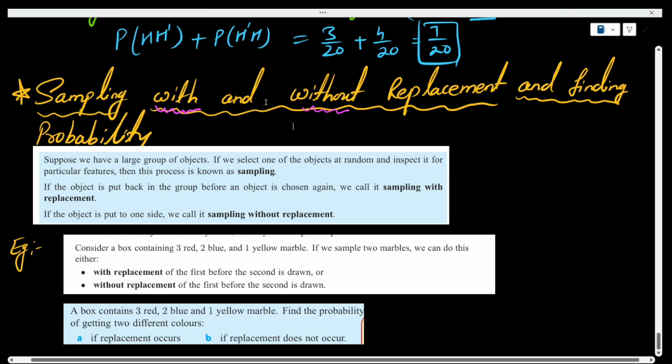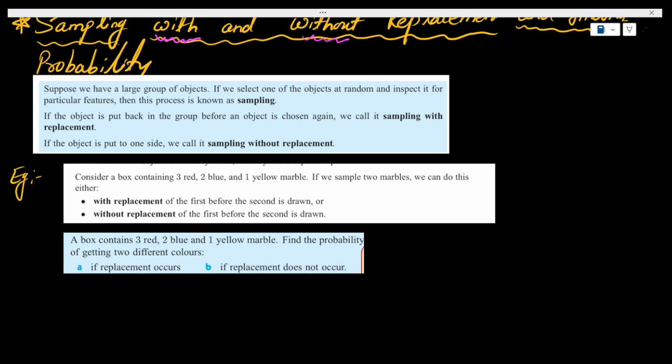So, what is given here? Suppose we have a large group of objects, and we select one of the objects at random and inspect its particular feature. Then this process is known as sampling. If the object is put back in the group before an object is chosen again, then we call it sampling with replacement, because whatever you are taking out, you are putting it back.